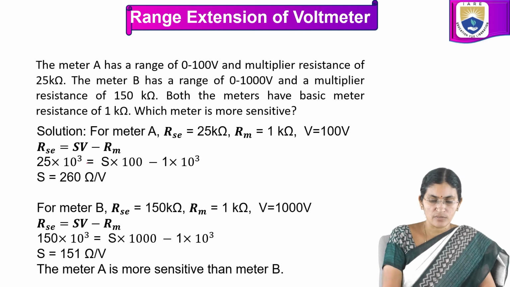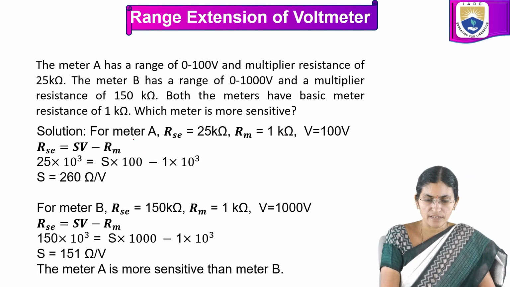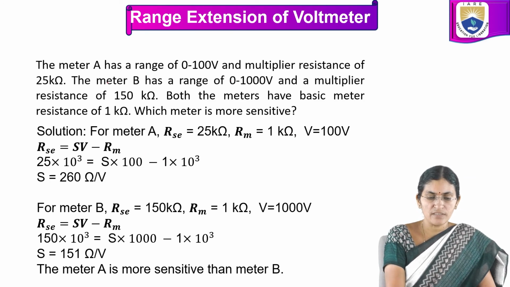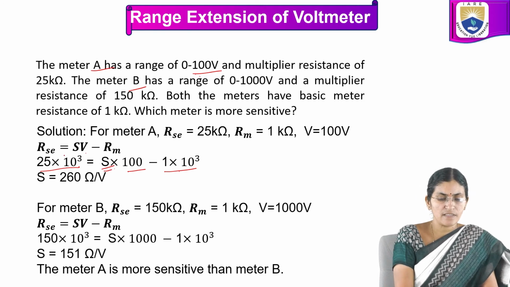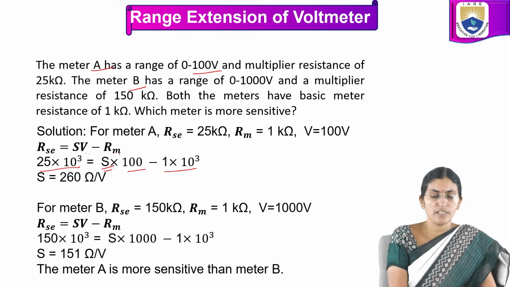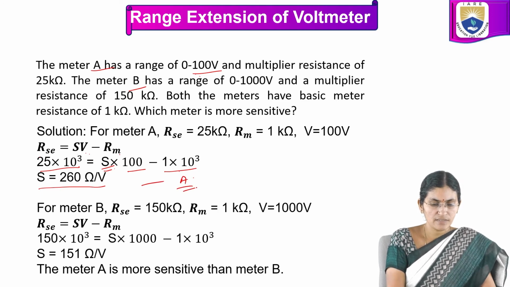In order to find this, first, there are two meters A and B. Its range is 0 to 100, so here V is equal to 100 and the multiplier resistance is 25 kilo ohms, that is given. Then the meter resistance is also given. Then with this formula, RSC is equal to S into V minus Rm, find out the sensitivity of meter A. So this is for meter A sensitivity.